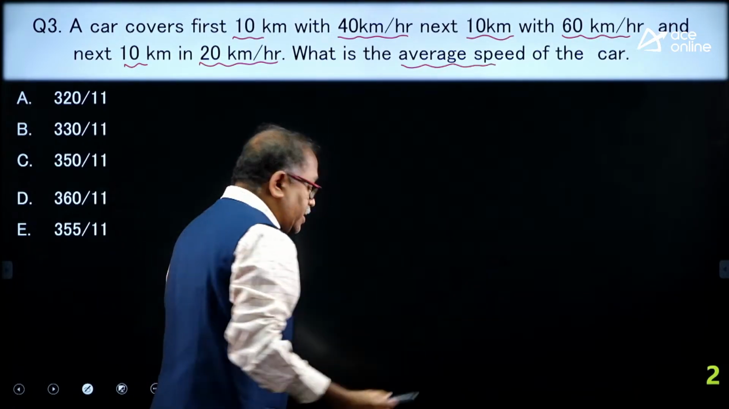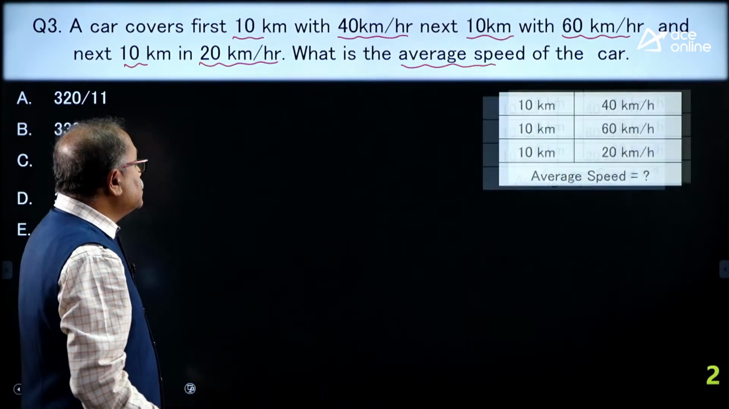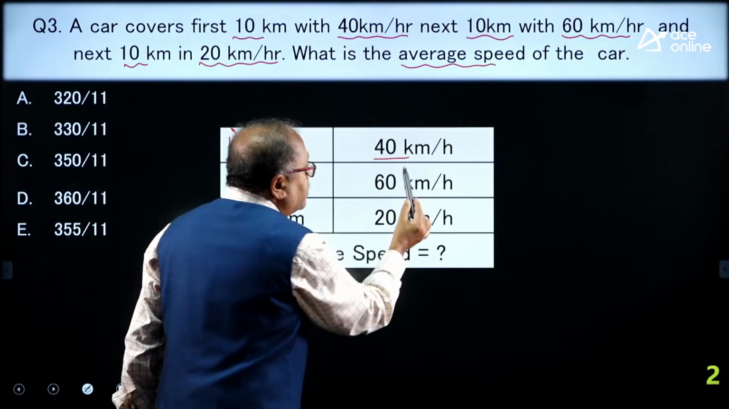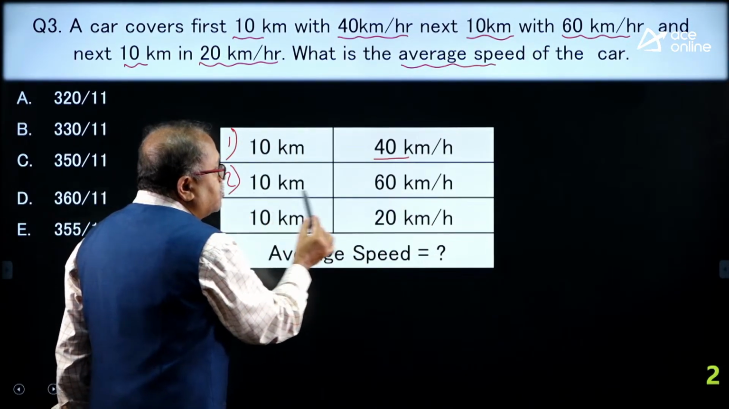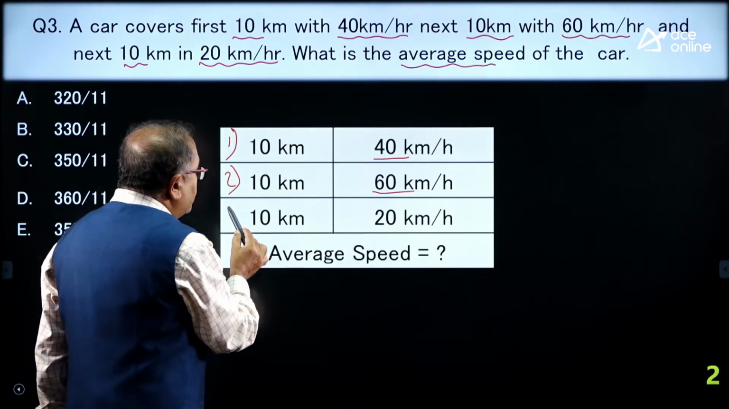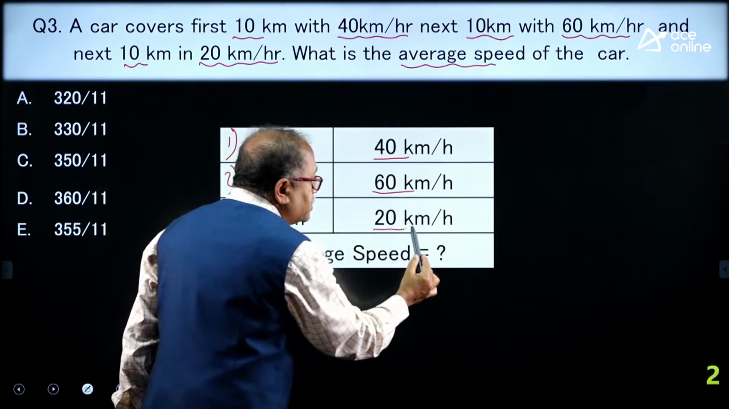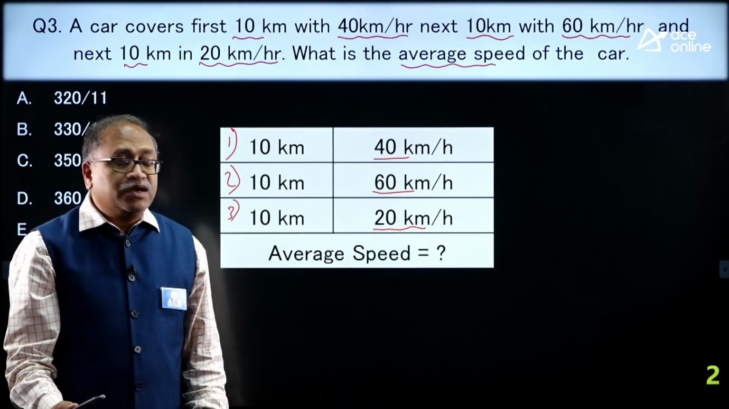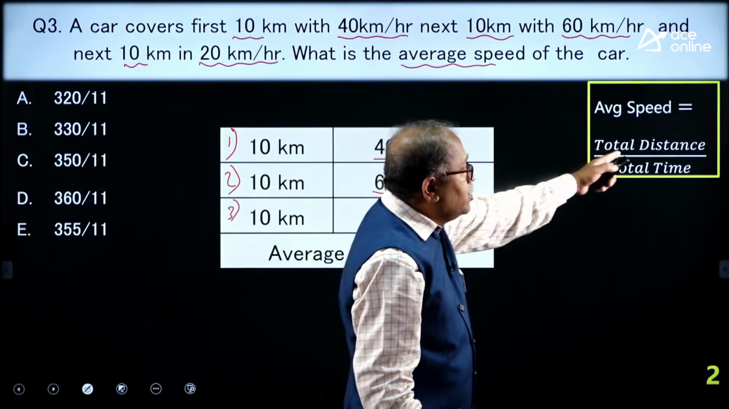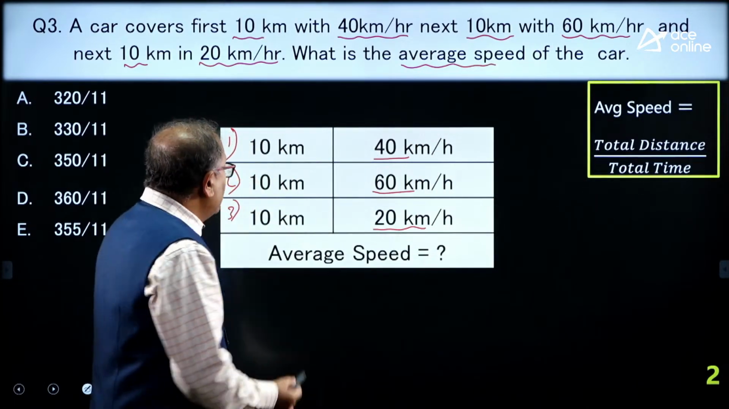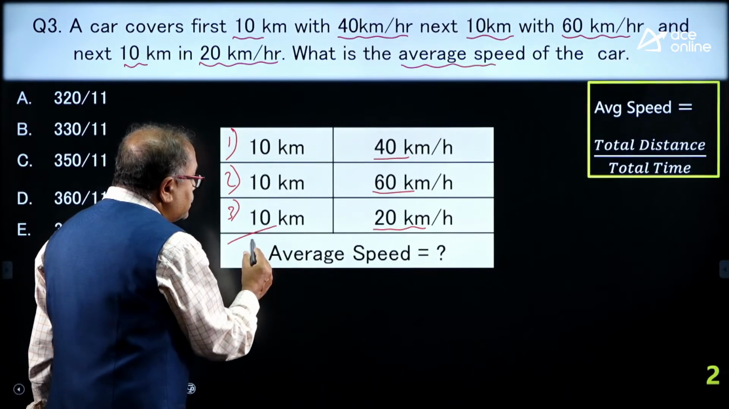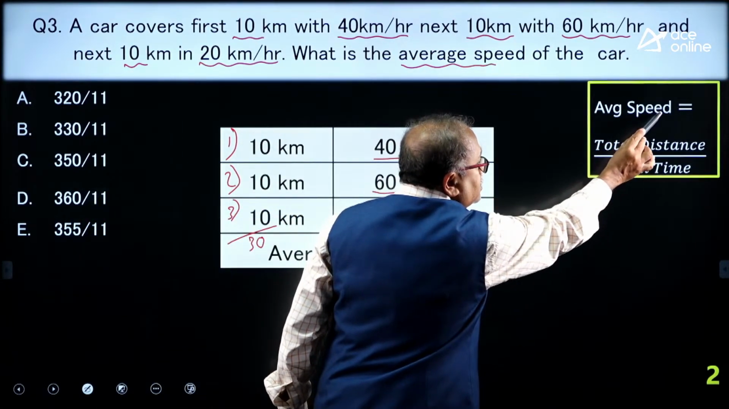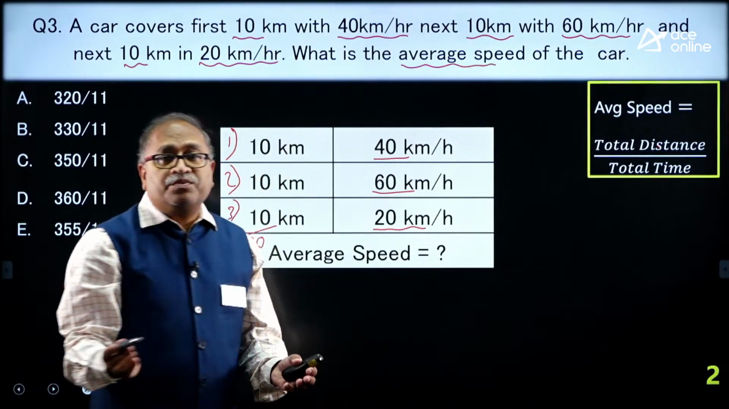Find the average speed. Average speed, that means this for the information we have. The first 10 km with this speed 40 km per hour, second 10 km with a speed of 60 km per hour, and third 10 km with a speed of 20 km per hour. What is the average speed? Come on, my dear friends, we know the average speed is equal to total distance by total time. I know what the total distance is. The total distance is 30. I need to find out the total time. So, my numerator is total distance 30 and denominator should be total time.